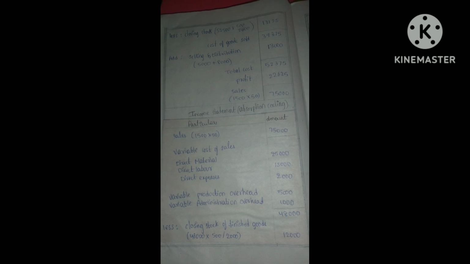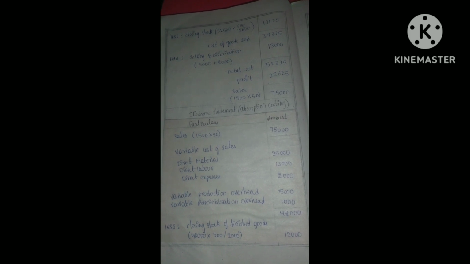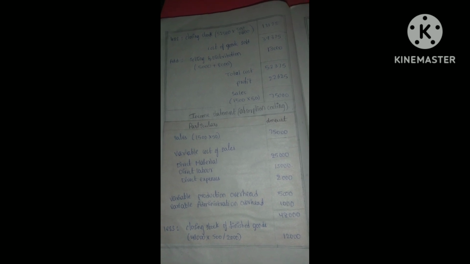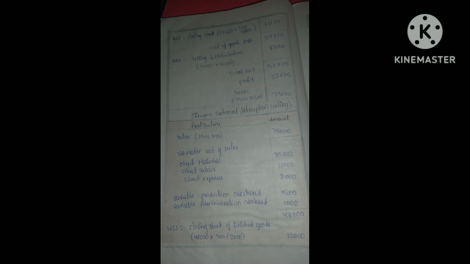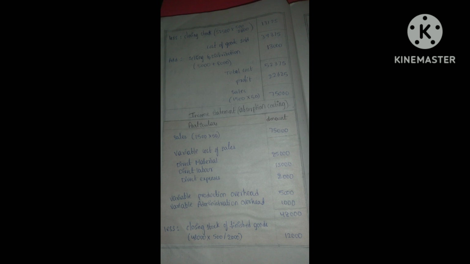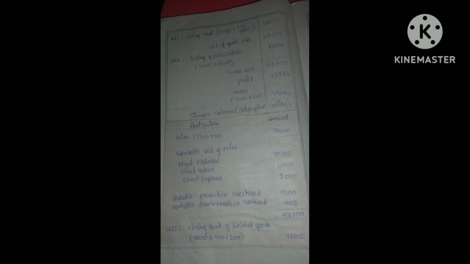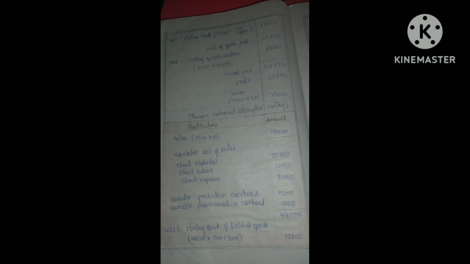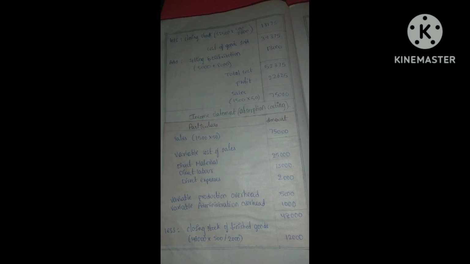Now we have to find sales. We know that closing stock is 500 and the produced units is 2000. So now subtract 2000 minus 500, that is produced units minus closing stock, so we will get 1500. Now find out the sales, that is 1500 into 50. The selling price is 50, so 1500 into 50 we will get 75,000. Now subtract the total cost from the sales, so we will get 22,625 and that is the profit.